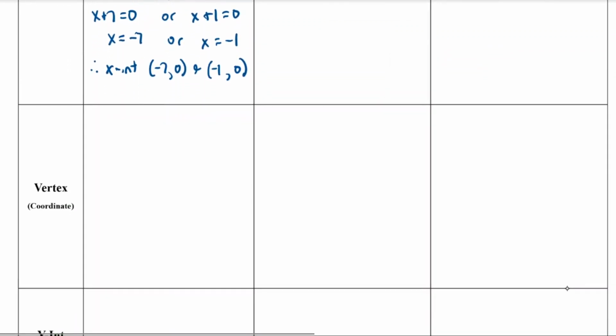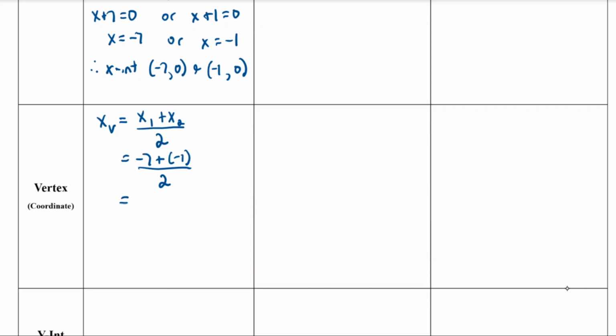To get our vertex, if you imagine we've got our 2 points, the x value of our vertex is going to be in the middle. And that's just symmetry, right? What we can do is take the average of our x-intercepts. So just take our first one plus our second one and divide that by 2. So we've got (-7 plus -1) over 2, which gives us -8, then divide by 2 gives us -4.